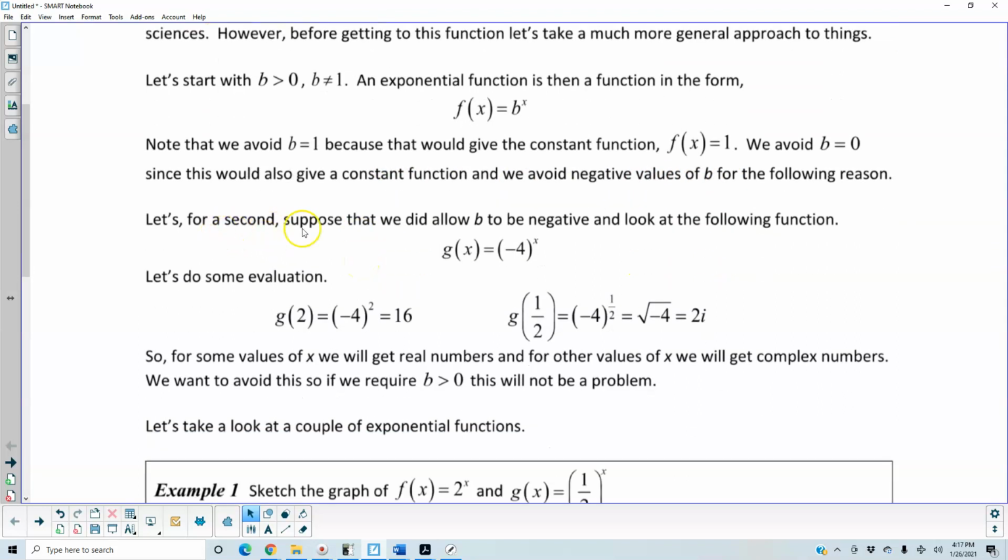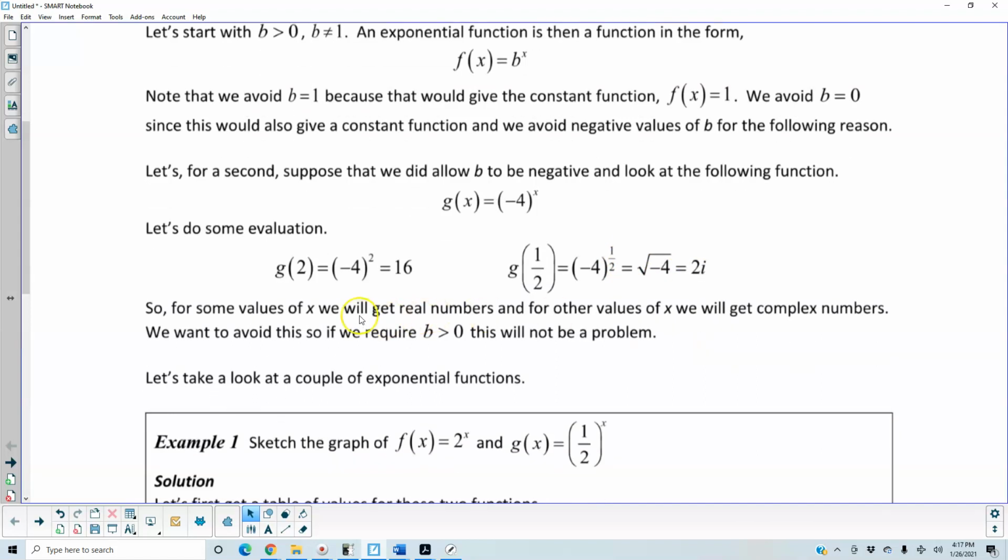Now, let's for a second suppose that we did allow b to be negative and look at the following function. So g of x is equal to negative 4 to the power of x. Let's do some evaluation here. g of 2 is equal to negative 4 squared, which is equal to 16. Now, g of 1/2 is going to equal negative 4 to the 1/2, which is equal to the square root of negative 4, which is equal to 2i.